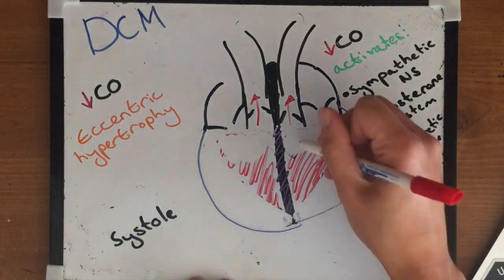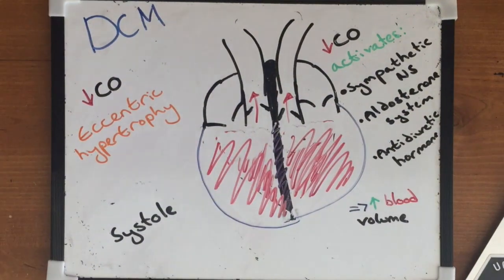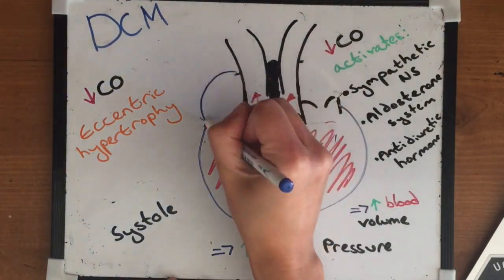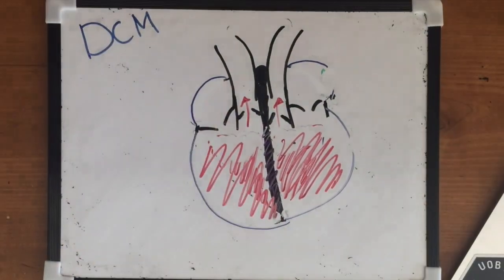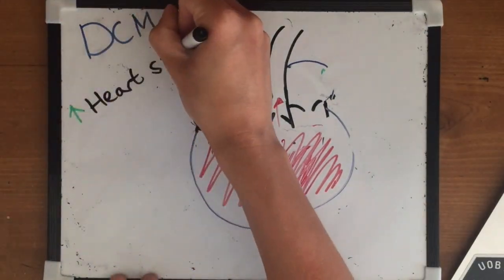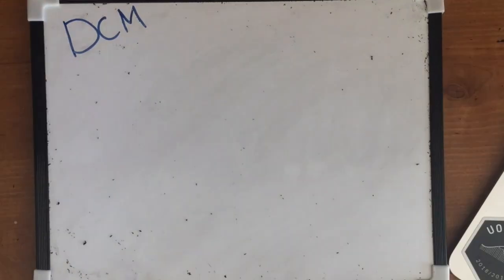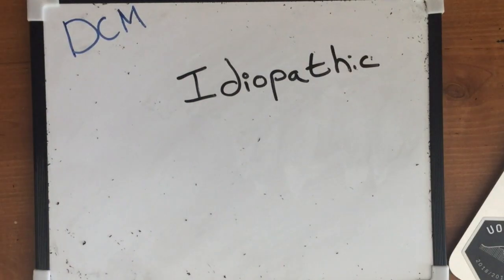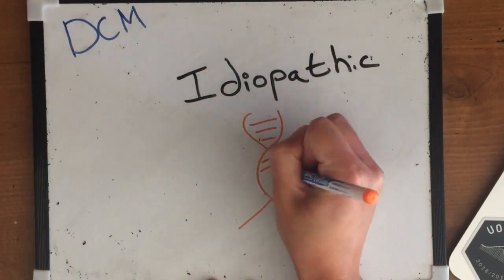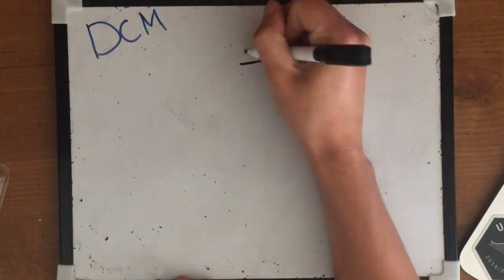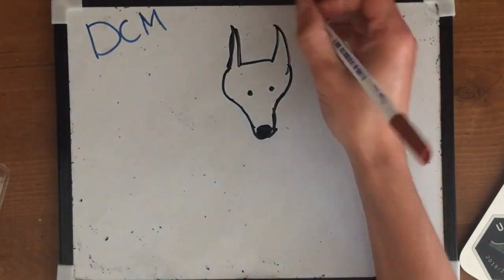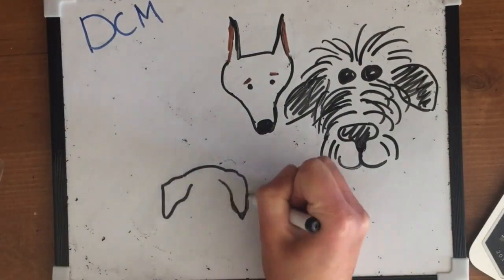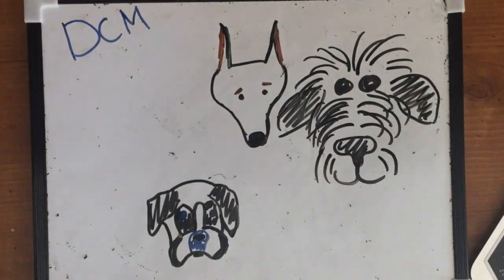All of these act to increase blood volume, and this therefore increases pressure in the atria, causing them to dilate as well. This again causes cardiomyopathy and eventually leads to congestive heart failure. There are many recognised causes of DCM, but idiopathic is the most common form. This disease again has a genetic influence, with Doberman Pinschers having a high prevalence, but also many medium to large breed dogs, including Irish Wolfhounds, Boxers and Newfoundlands.